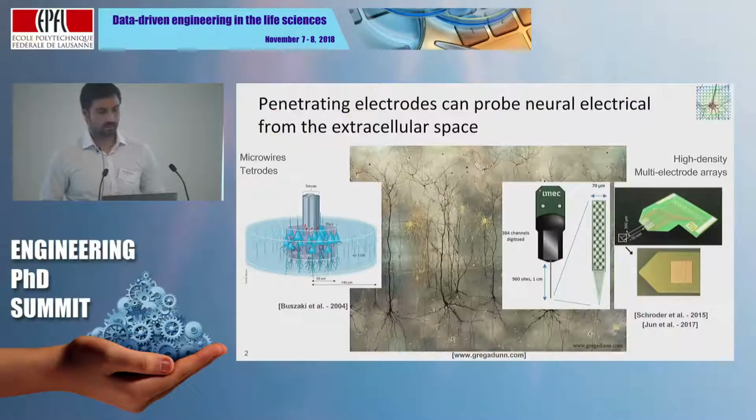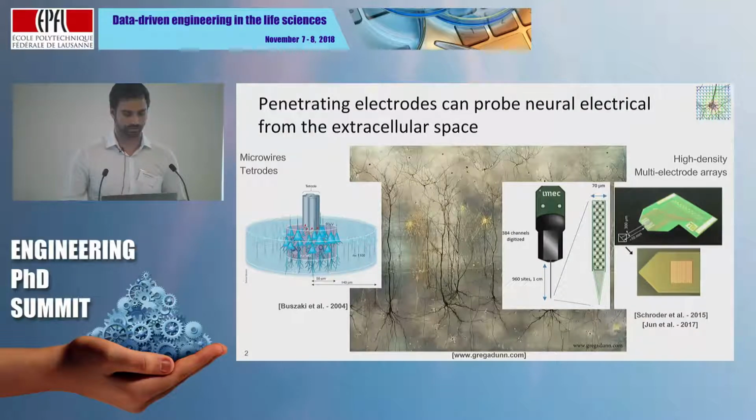And in systems neuroscience, the way that we can probe this activity quite simply is by inserting penetrating electrodes in the neural tissue. And for decades, researchers have been using these tetrodes or microwires, which are just metal wires that we can insert in the brain, and they can pick up the activity of a few neurons at a time.